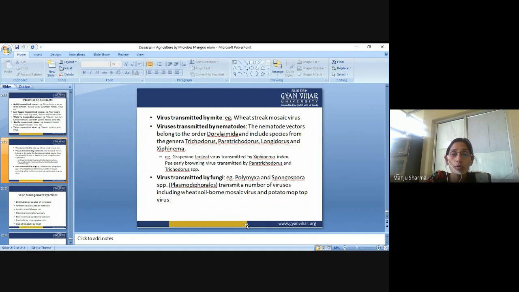The nematode vectors belong to the order Dorylaimida and include species from the genera Trichodorus, Paratrichodorus, Longidorus and Xiphinema. For example, grapevine fanleaf virus transmitted by Xiphinema index, then pea early browning virus.